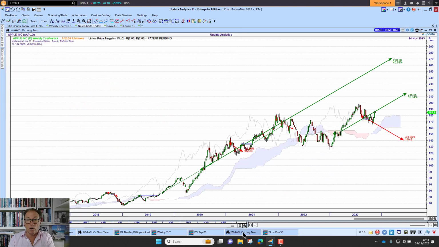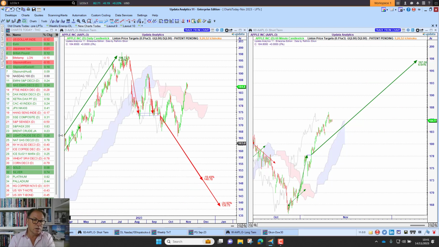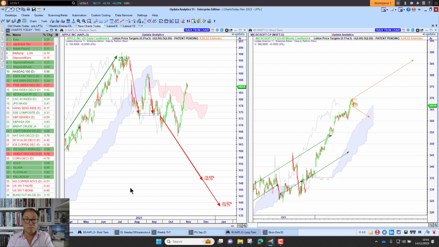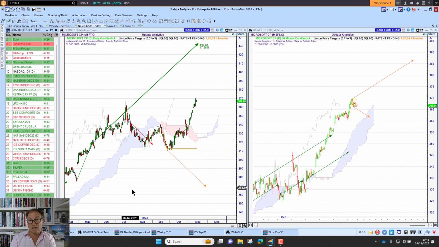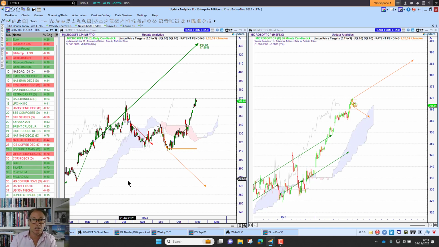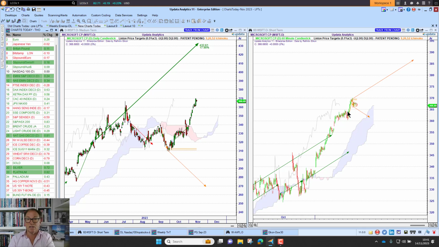And again, if we look at the long term, we've got long-term targets for Apple, but this short-term target is just hanging there. We are still above the cloud on the weekly, so the long-term trend is still intact. Now looking at some of the other stocks here, Microsoft, that's of course the next big one, and I did put out a post the other day saying that Microsoft could overtake Apple soon. It doesn't take much for Microsoft to actually start taking over Apple.